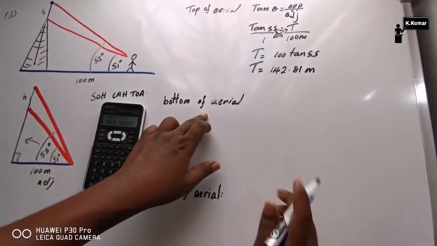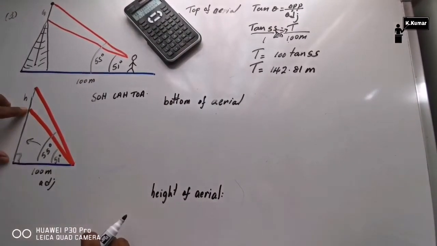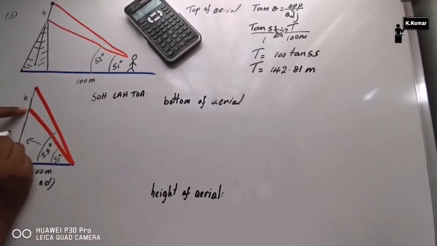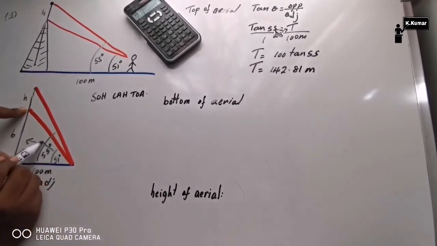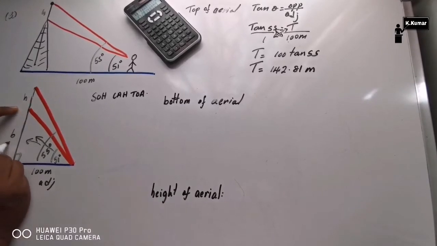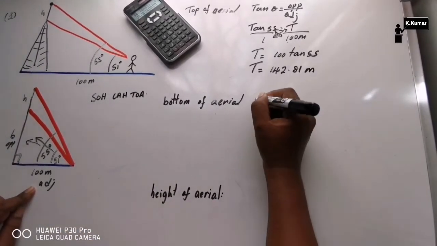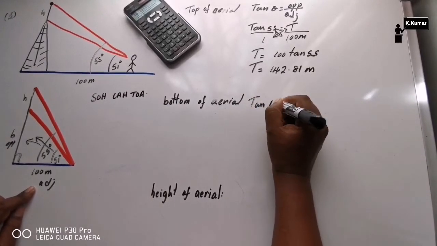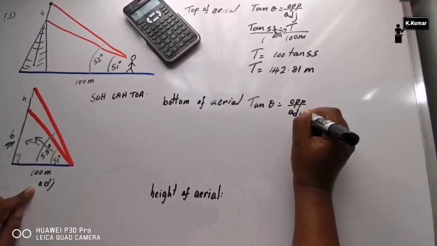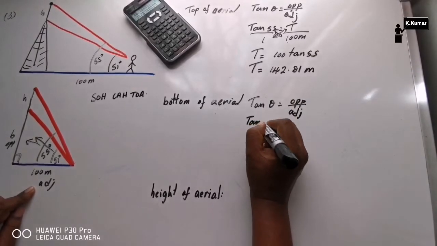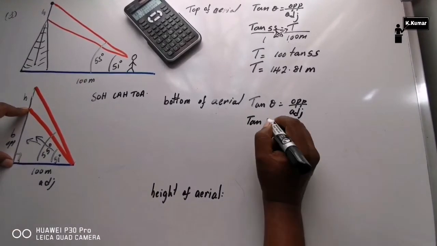Now let's work with the bottom of the aerial. The bottom of the aerial now would become this piece. So let's call this B, and we're working with 51 degrees. If I'm standing here, then B becomes my opposite side, and this is again the adjacent side. So we're working with tan. Tan theta is equal to opposite over adjacent. Our theta now becomes 51 because we're working with this triangle.